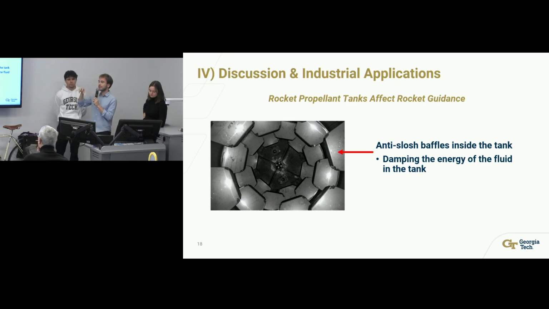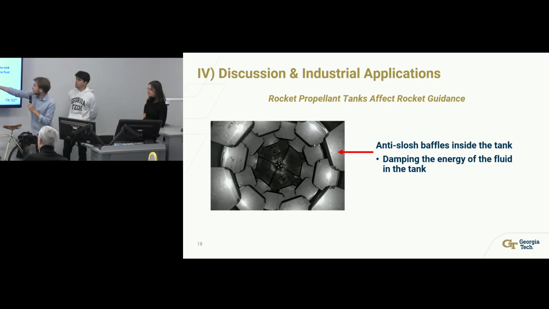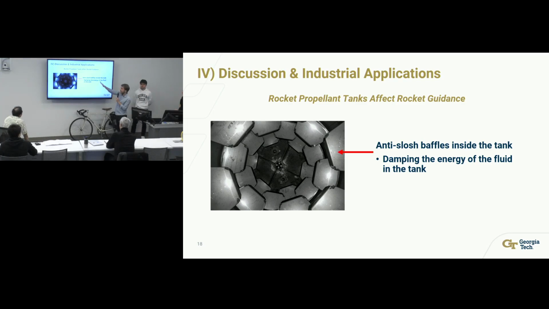And so this is like the same application for a rocket propellant tank. So the fluid inside the tank of a rocket can affect the trajectory of the rocket. So in order to avoid it, we put some plates, as you can see, inside the tank at each level. And so they are called anti-slosh baffles, and they damp the energy of the fluid inside the tank at each level in order to avoid this back and forth motion.